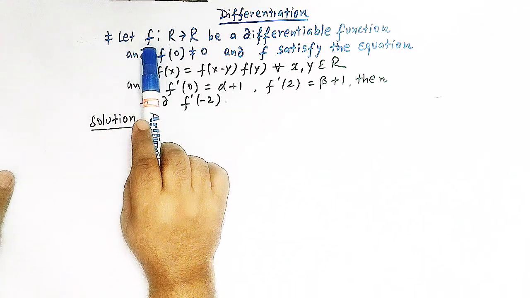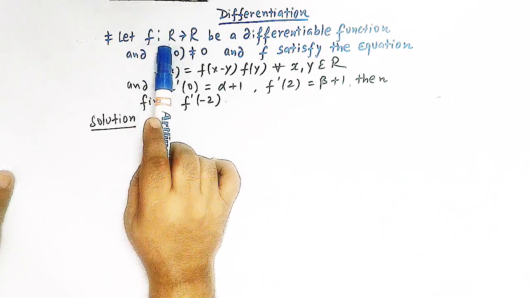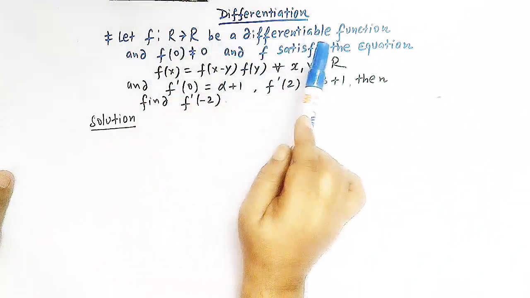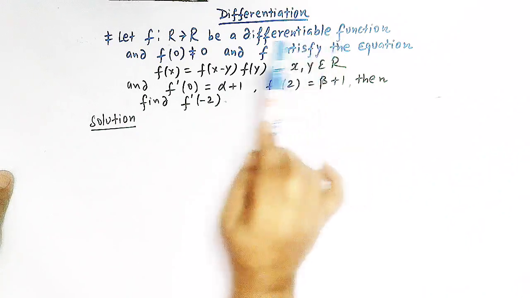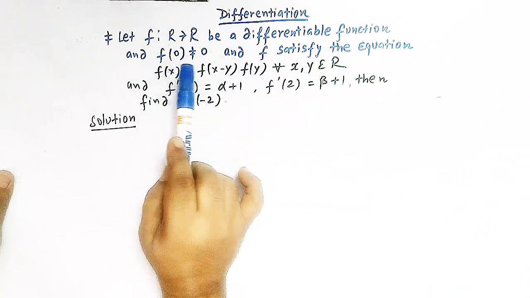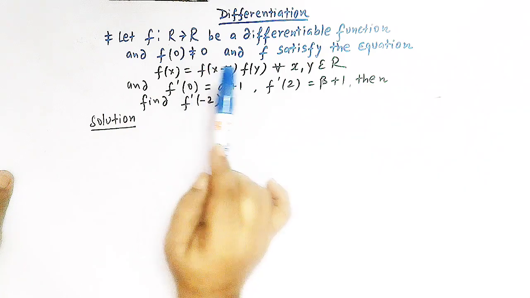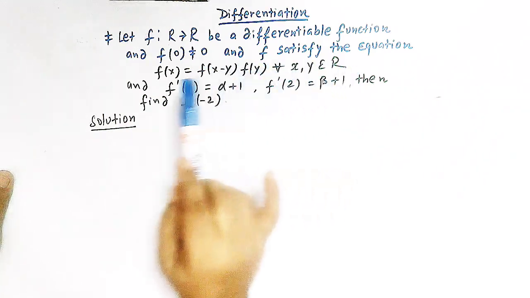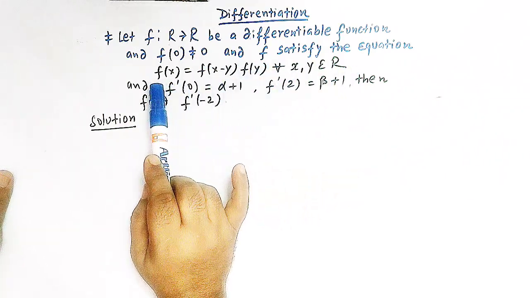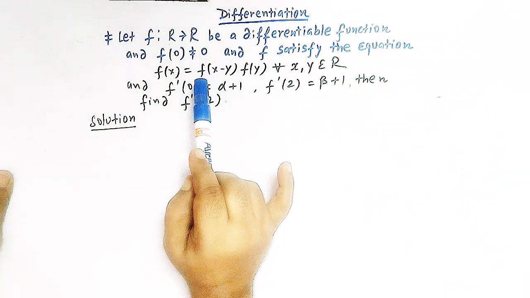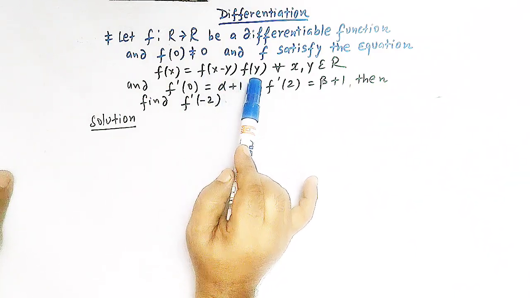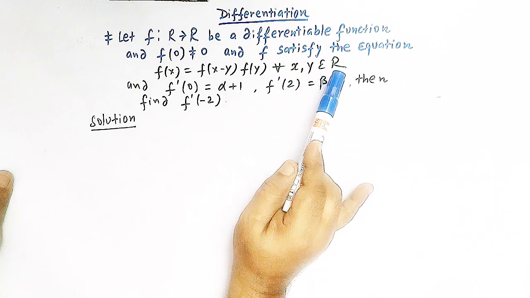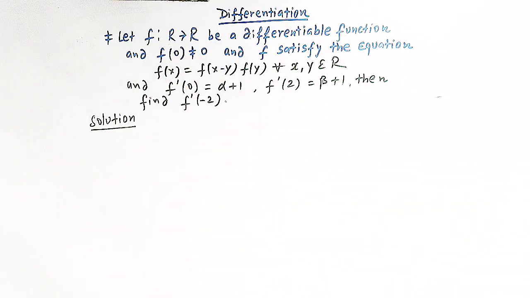If we have a function f from the set of real numbers to real numbers, and this function is given to be a differentiable function, and f of 0 is not equal to 0, and f satisfies this equation, that is f of x is equal to f of x minus y times f of y for all x, y belonging to the set of real numbers.